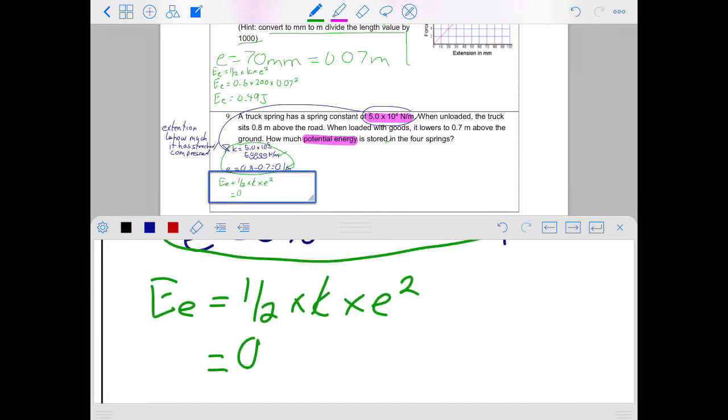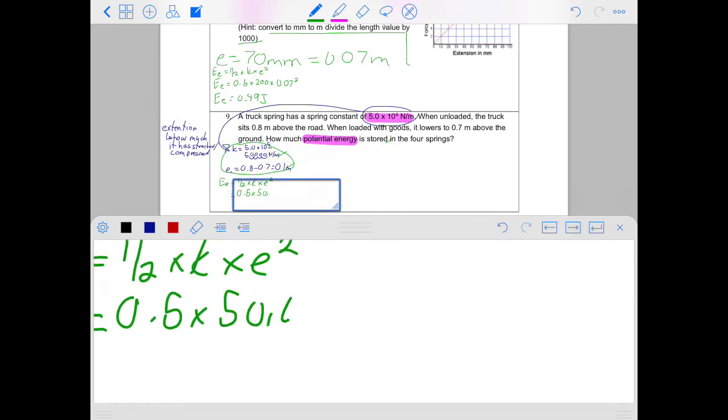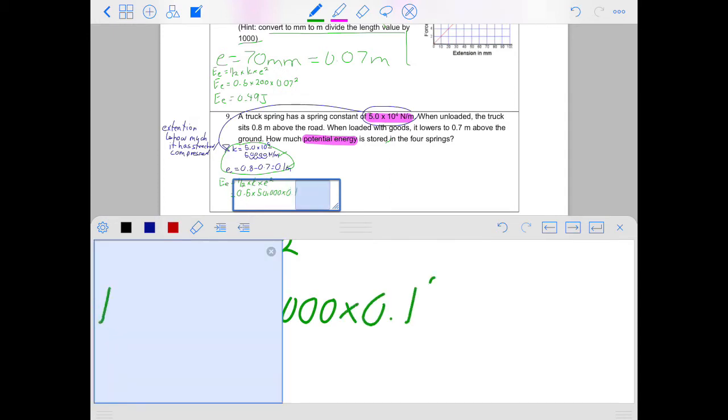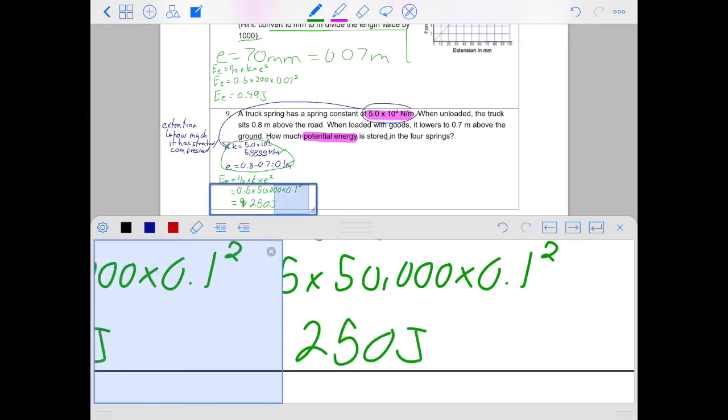So it's 0.5 times our spring constant, 50,000, times our extension, 0.1 squared. Now it's just a case of plugging it into a calculator. So 0.1 squared times 50,000 times 0.5, we end up with an answer of 250 joules.